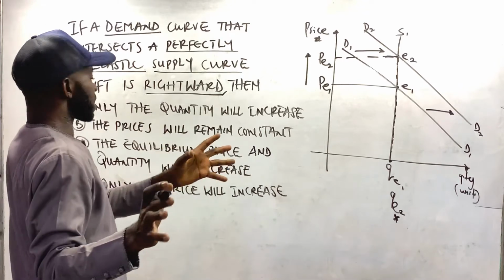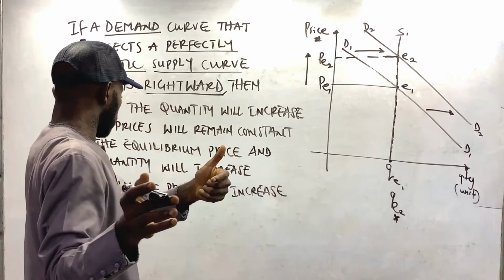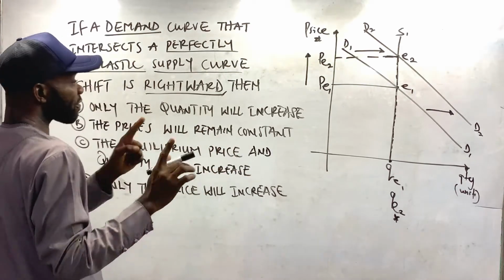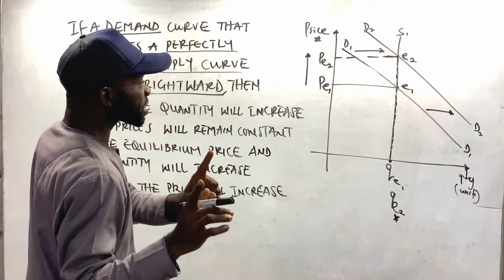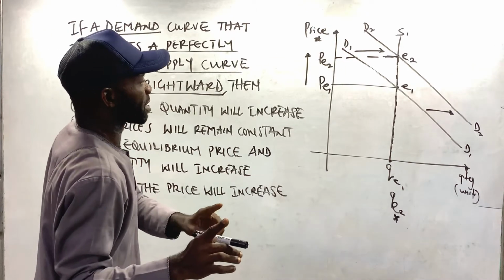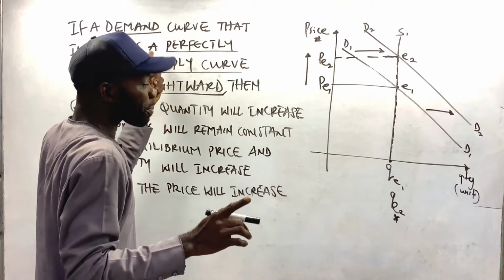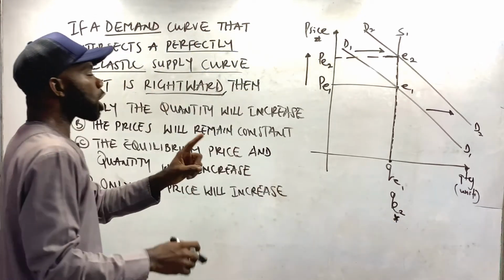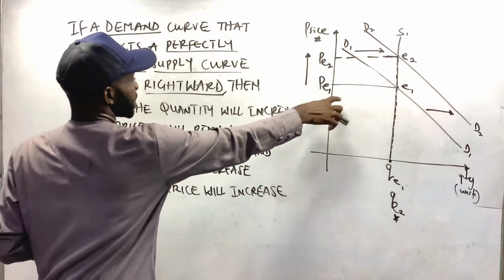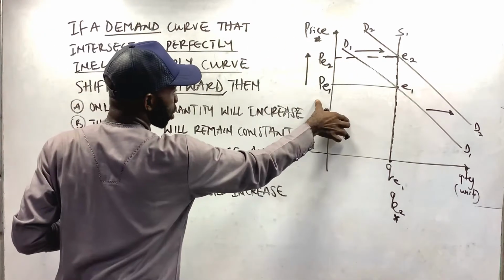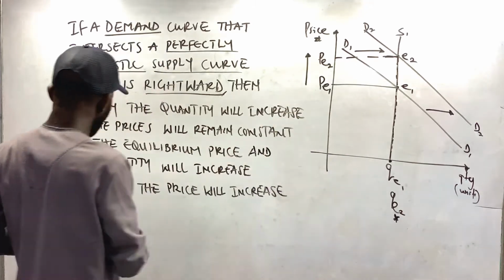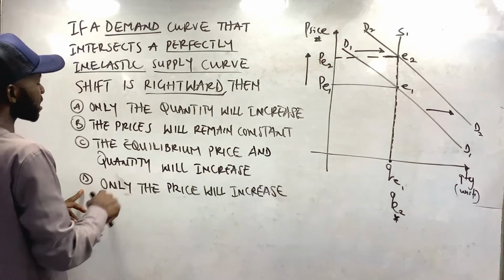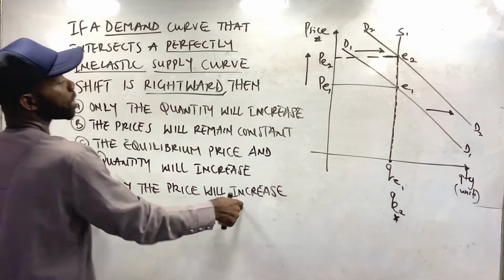If you go to the 16 cases we have analyzed on our YouTube channel, you will see that our effect there says choose the answer that has an increase in equilibrium price and a constant equilibrium quantity. The only option that will represent or interpret that same effect is option D. Option D says only the price will increase.